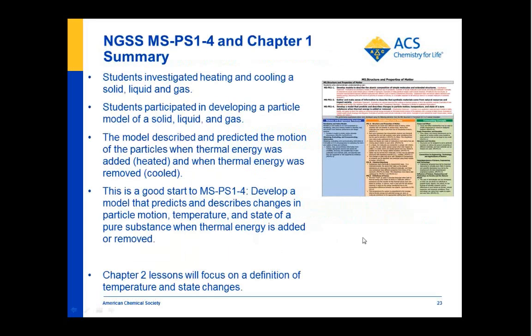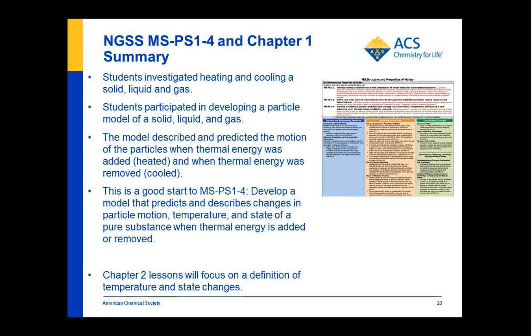So at this point, we've covered kind of a lot of what's in MS-PS1-4. The students used their science practice of developing a model to predict what would happen and to describe what happens when they heat and cool solids, liquids, and gases. It's a good start. So what do we do now?